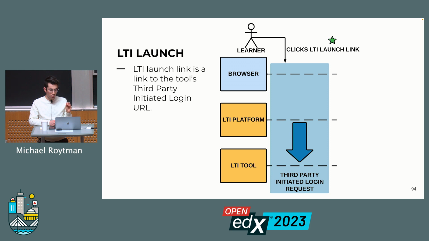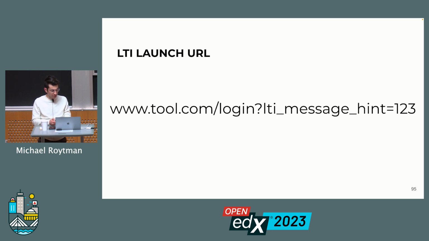And there's a problem with LTI in the fact that there are two legs. In the first leg, in the third-party initiated login request, the platform knows what's going on. It has a lot of contextual information. It knows who that learner is, what tool they're launching, where they're launching from. In the second part of LTI, when the tool makes the authentication request, it's lost all of that. It doesn't necessarily know what course it's running. It doesn't know who the learner is. And the structure of the LTI launch link is a way that it can communicate that information back to itself.